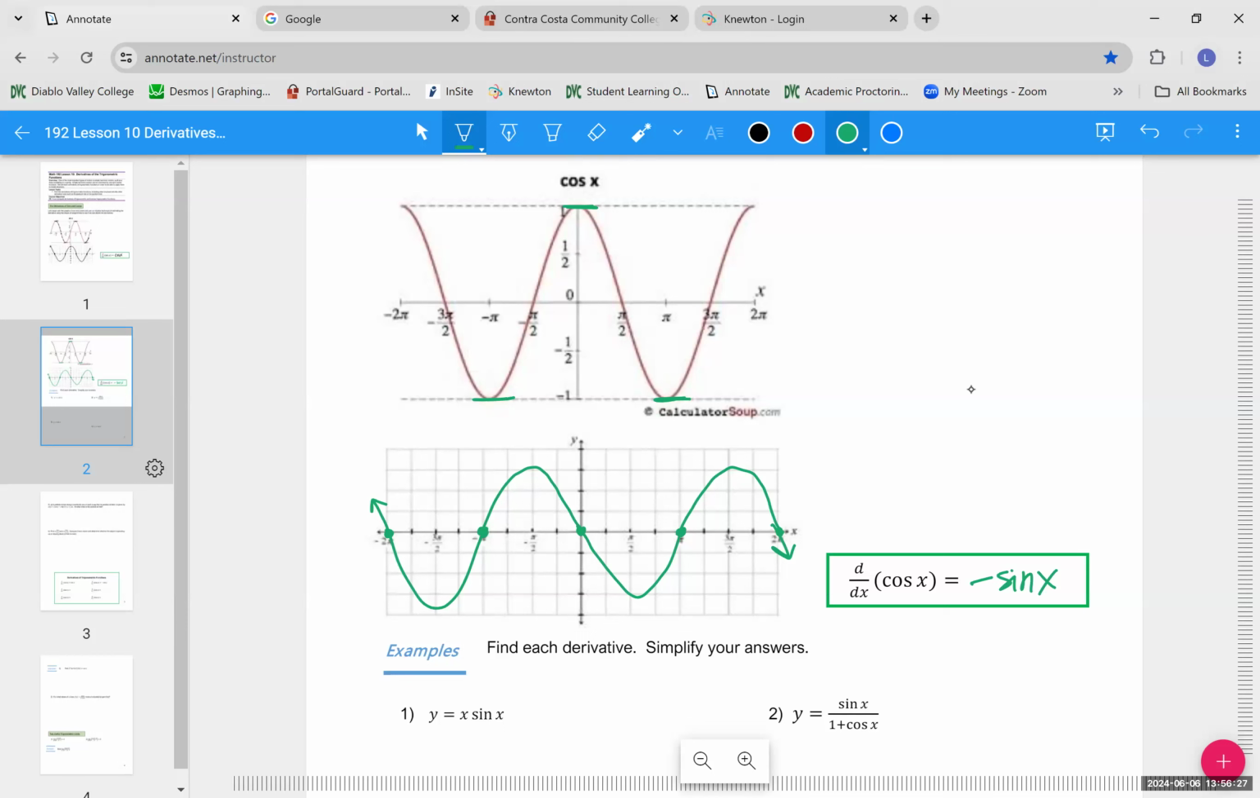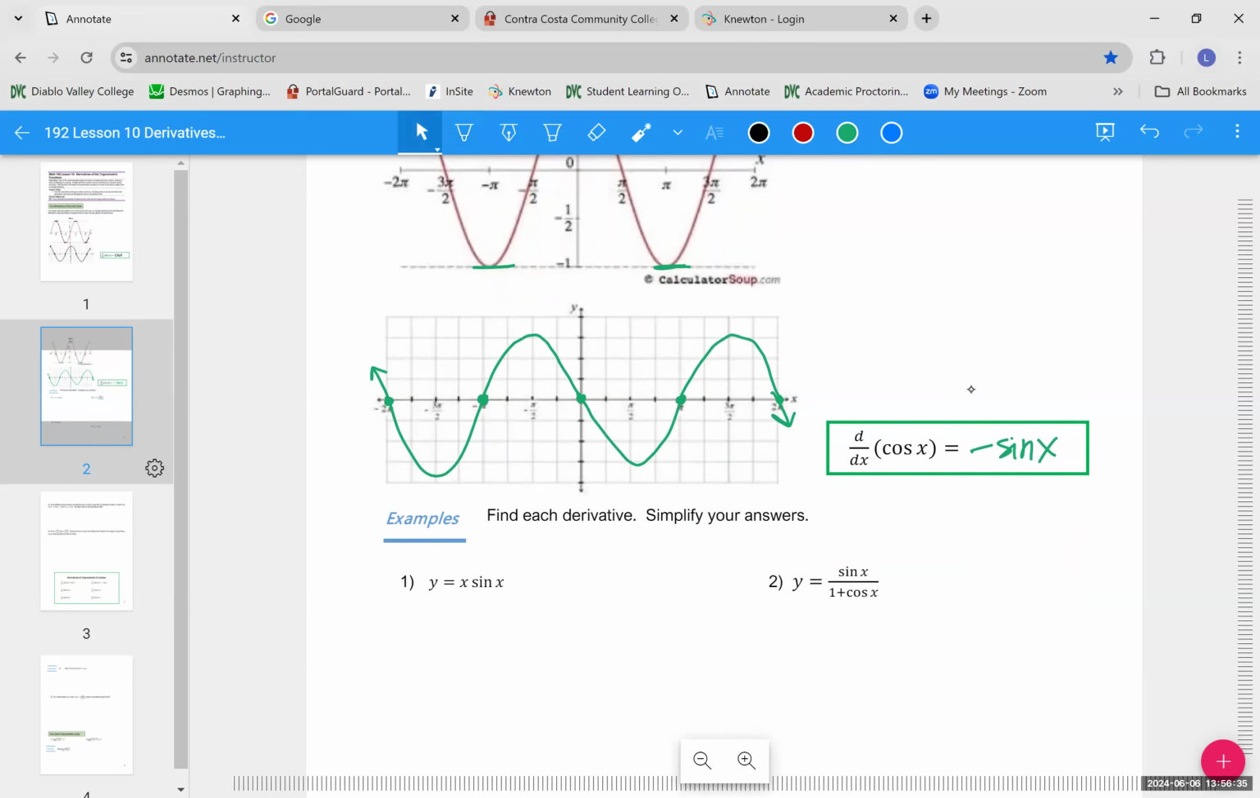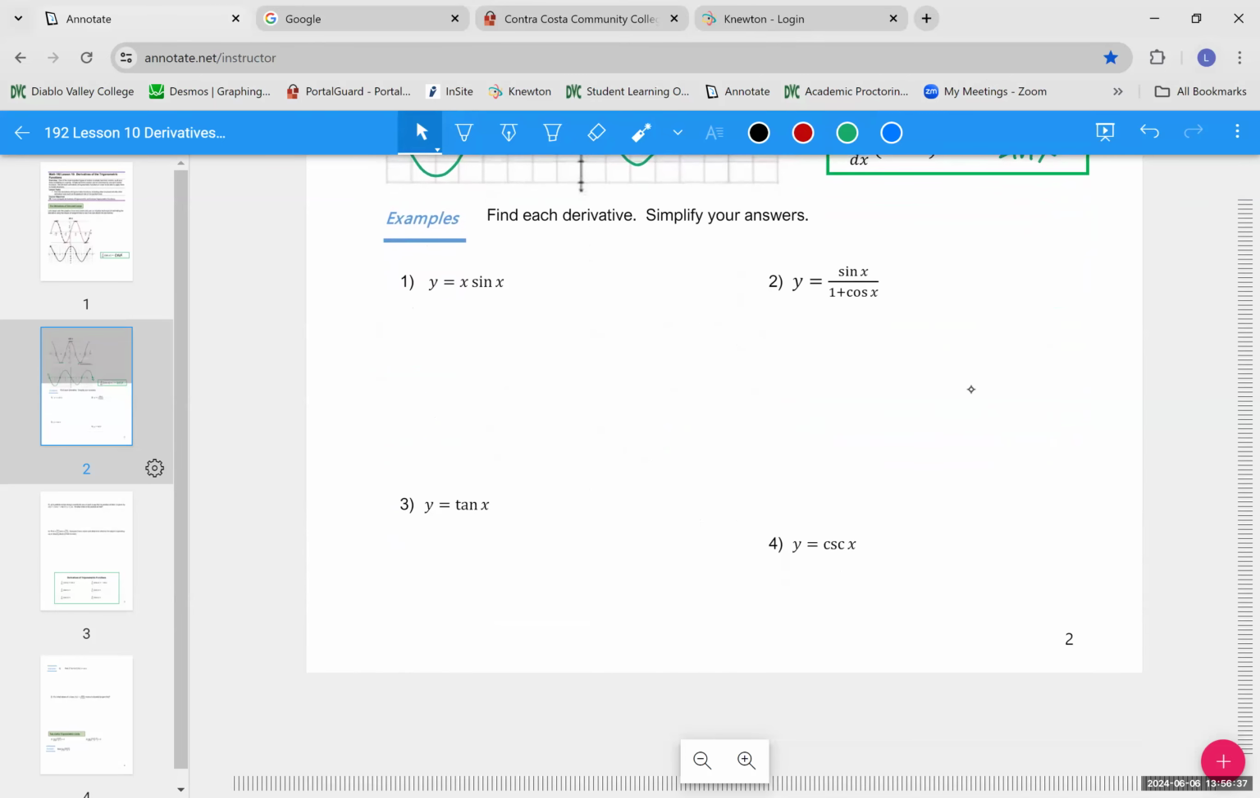So now we have two of our trig derivatives. We know the derivative of sine is cosine, and the derivative of cosine is negative sine. And so we're going to just take a few problems where we're going to use that knowledge of those two derivatives and build them into product rules and quotient rules and that kind of thing. So we'll start with our first problem here. Find the derivative of each and be sure to simplify.